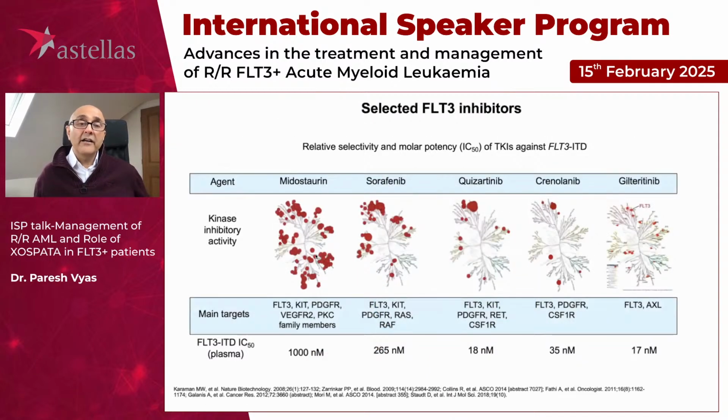If you look at the kinome, i.e. what kind of kinases are inhibited by these different inhibitors, you'll see midostaurin is a pretty dirty drug. It inhibits lots of kinases. By contrast, gilteritinib is much more targeted against FLT3. It's really much more potent. It's 2 log orders more potent than midostaurin. Sorafenib is here, and it's intermediate in between midostaurin and gilteritinib.